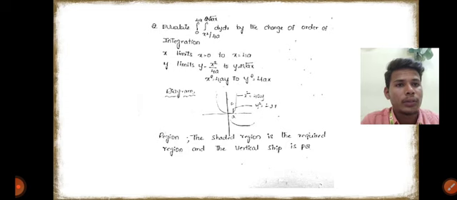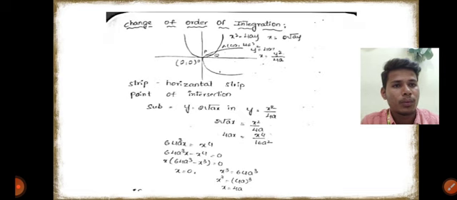The question: evaluate the integral from x equals 0 to 4a of the integral from y equals x squared by 4a to 2 root ax of dy dx by the change of order of integration. The x limits: x equals 0 to x equals 4a. The y limits: y equals x squared by 4a to y equals 2 root ax. So x squared equals 4ay and y squared equals 4ax. In the diagram, x squared equals 4ay and y squared equals 4ax. The shaded region is the required region and the vertical slit is PQ.